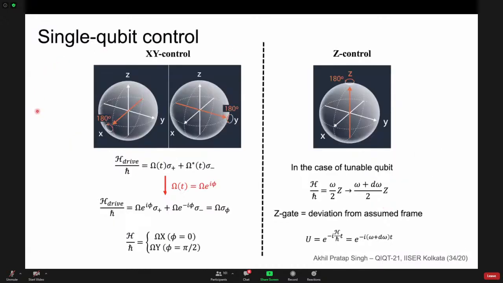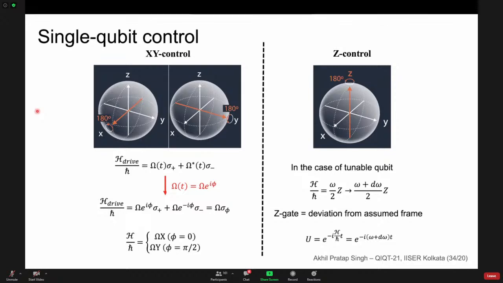Which brings us to the final part: how to control it. Now we have seen how to read out the qubit state, but we don't just want to read out. We want to do some operation, so we want to control it. And in control, we have three basic controls: X, Y, Z, which can make up any kind of rotation.